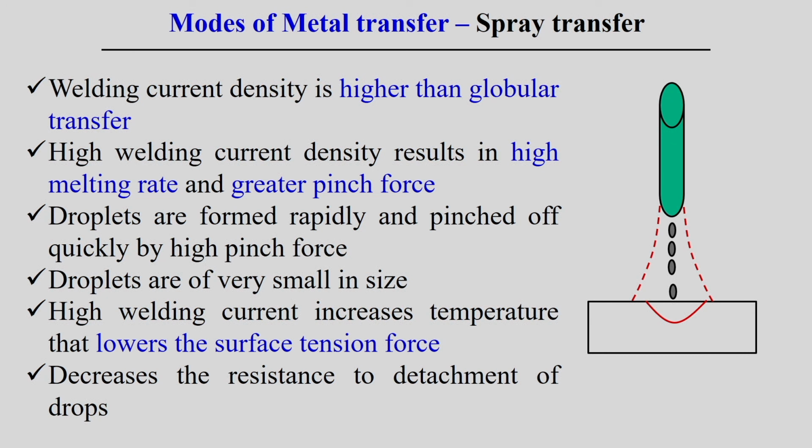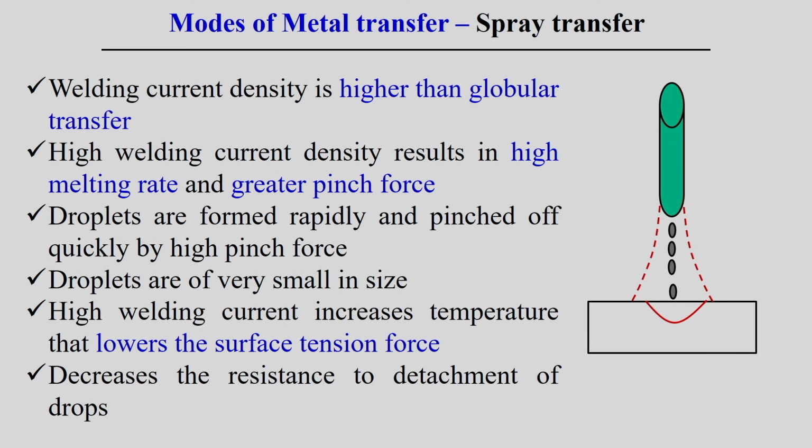We can explain it like this: high welding current at the same time increases the temperature. When the temperature increases, it lowers the surface tension force. When the surface tension force is lowered, it becomes easier to detach the droplet from the electrode material. The other way around, high current density increases the temperature, and high temperature lowers the surface tension force, and when the surface tension force is lowered, the holding force is basically reduced in this case.